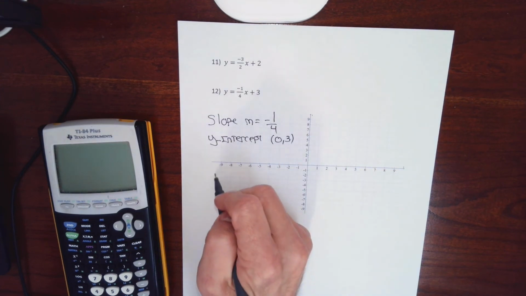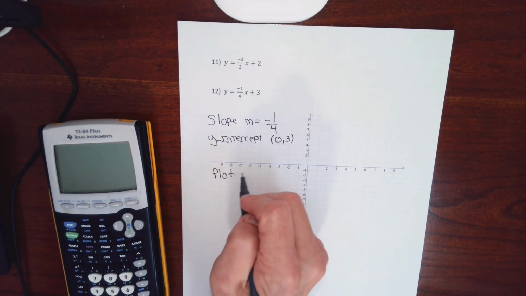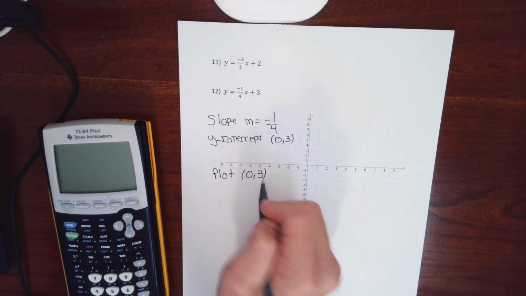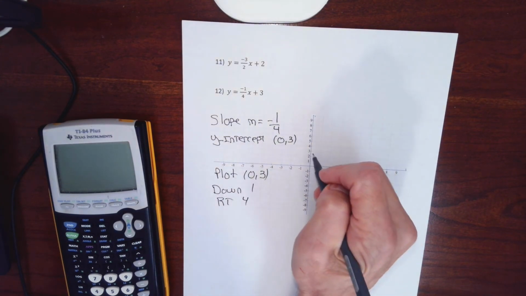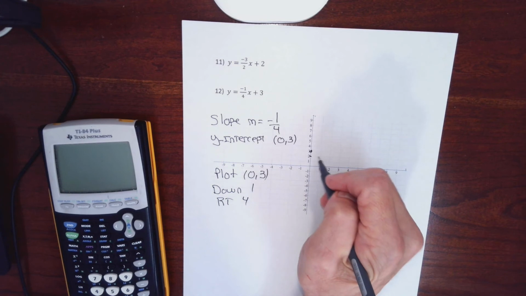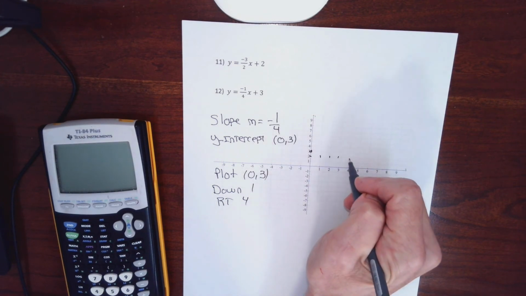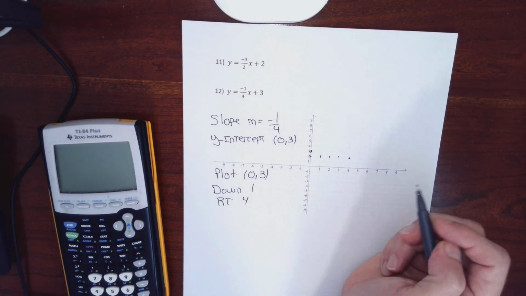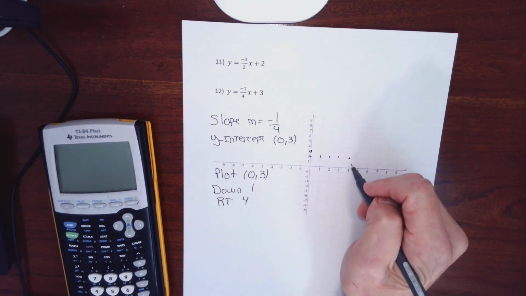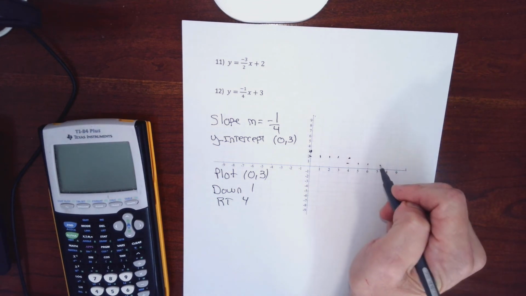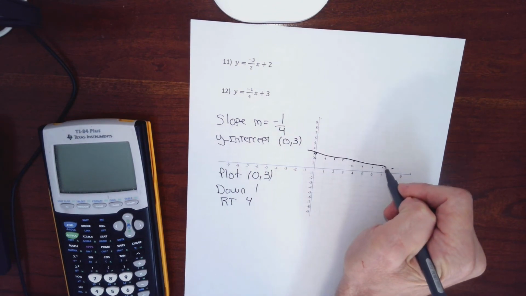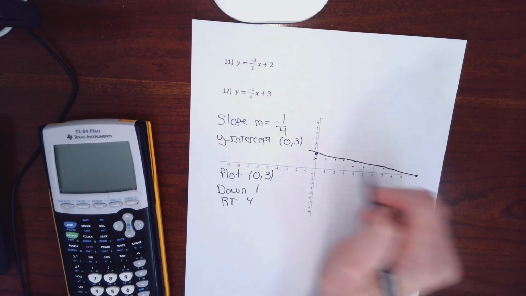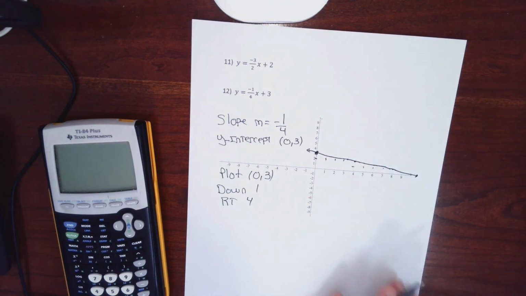And to graph this, I'm going to plot the point (0, 3). And I'm going to go down 1 and right 4. So plot (0, 3), go down 1, right 1, 2, 3, 4. Could do it again, but since I'm flying without a ruler, I probably shouldn't. Go down 1, right 1, 2, 3, 4. Try to make a line that actually goes through those points, that's actually a line and not something that's not really a line. So that seems reasonable enough.